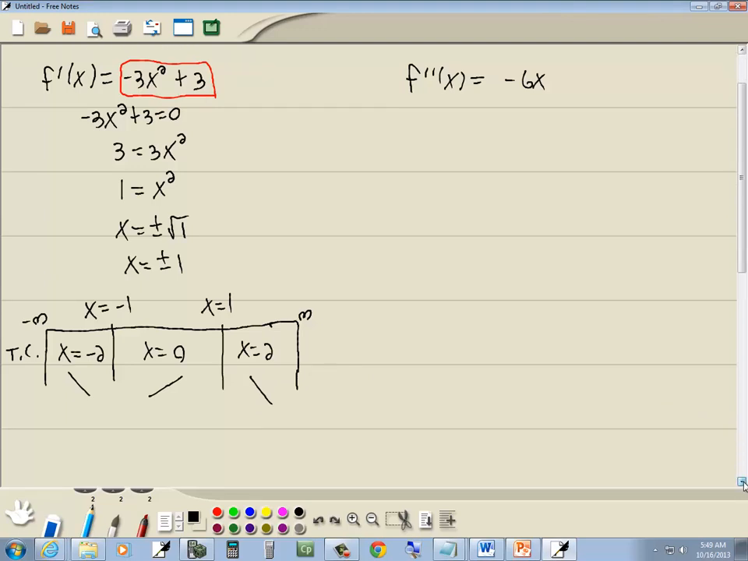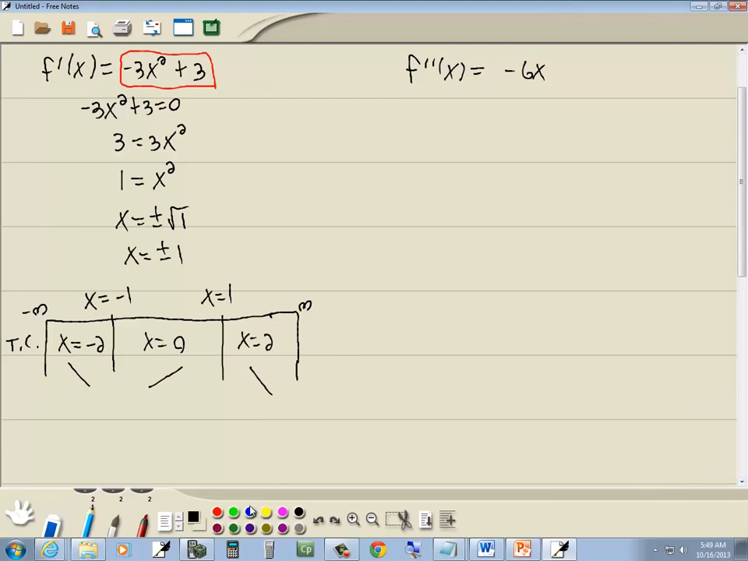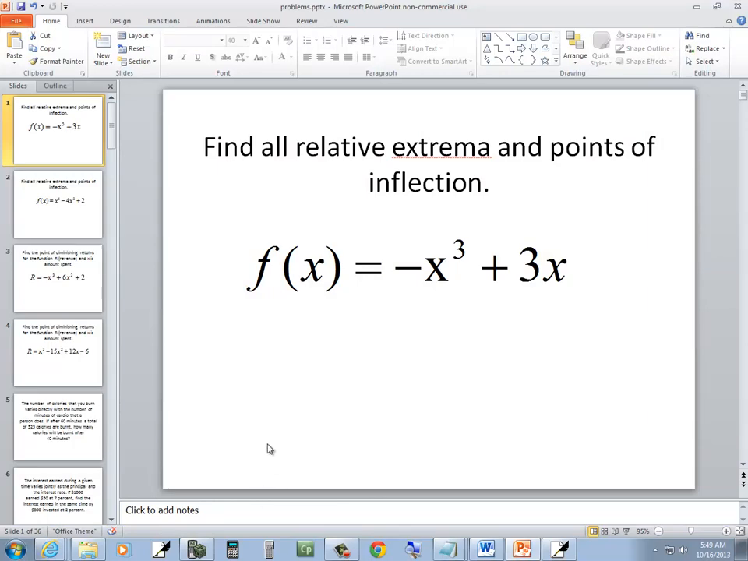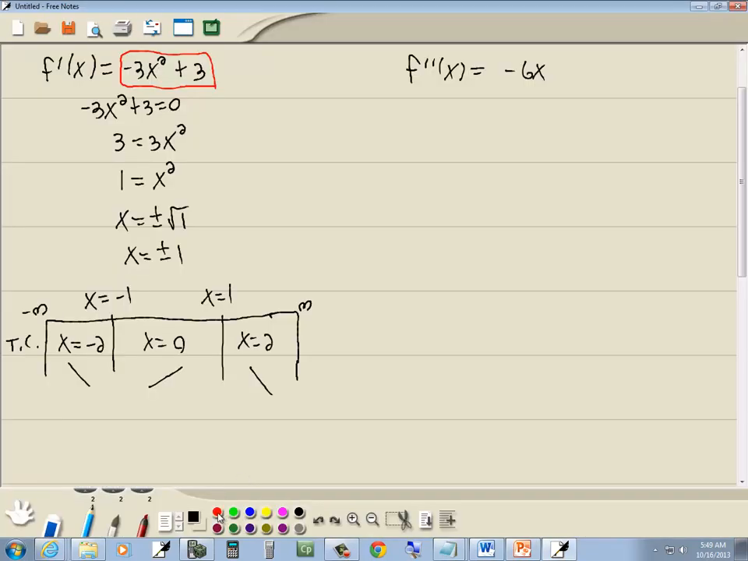It's not asking us for increasing and decreasing. It says find all relative extrema. You have mins and maxes when it changes. Here it's decreasing and changes to increasing, so this is going to be a min. And this is increasing and changes to decreasing, so this is going to be a max. So we're going to have a min at negative 1 comma something, and we'll have a max at 1 comma something.